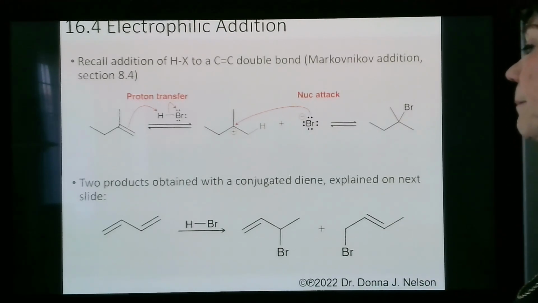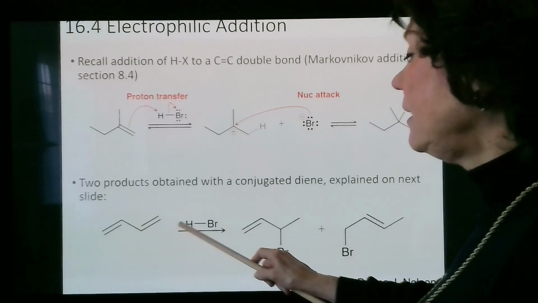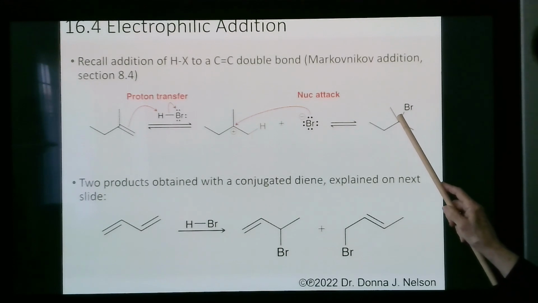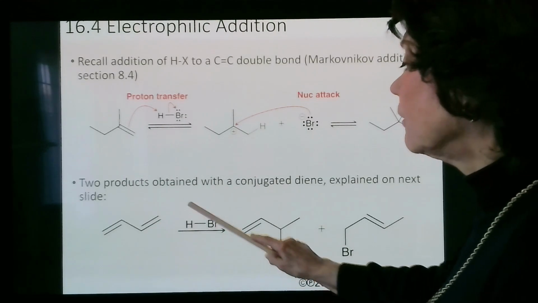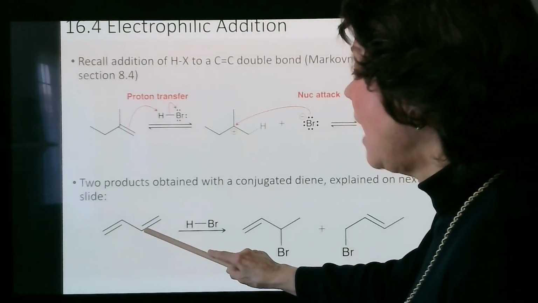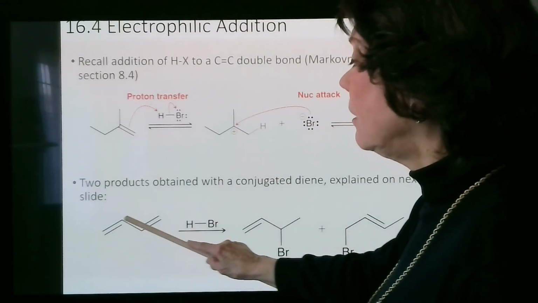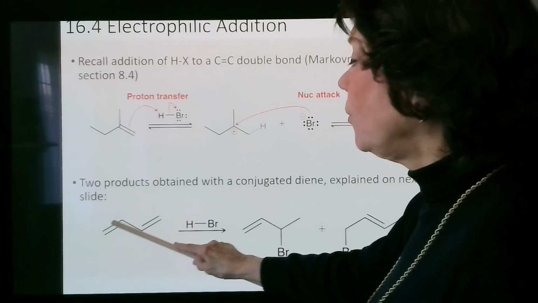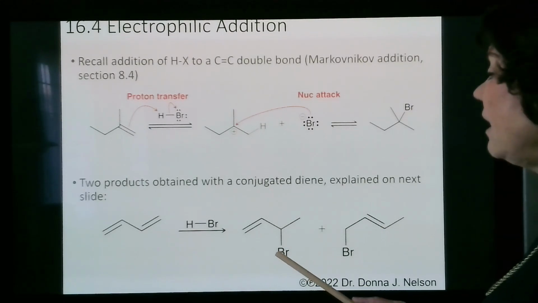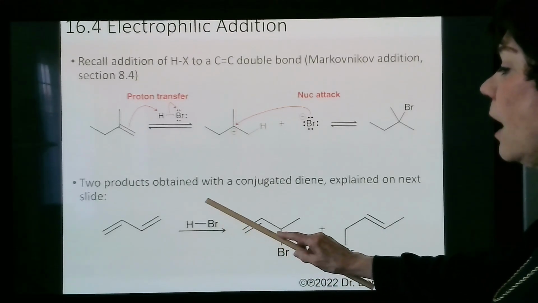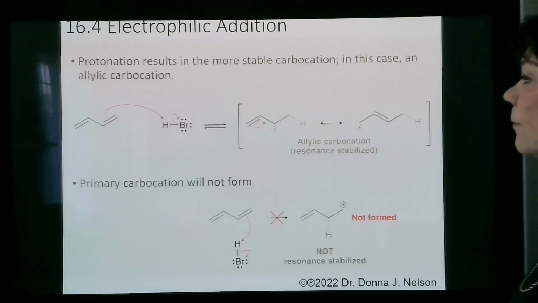So an analogous reaction takes place with a diene, except you don't get just one product. You can get two products. And here, the first step is protonation, and then the positive charge is generated to give you the more stable carbocation, which will be the allylic carbocation, and then the bromide will move in for attack. And so let's look at that in more detail.